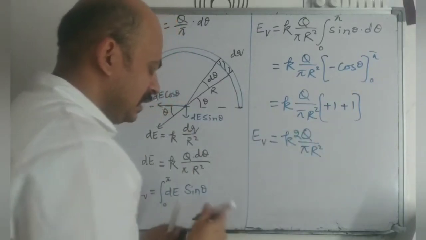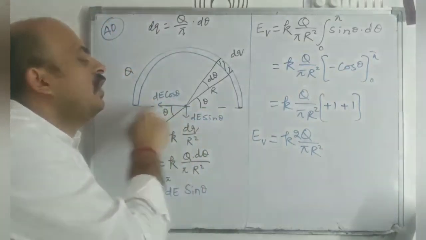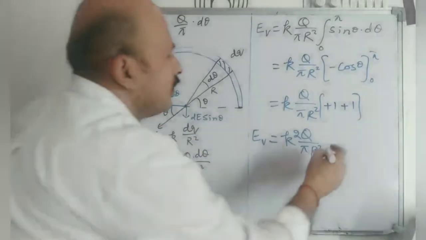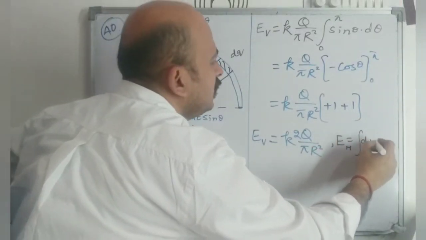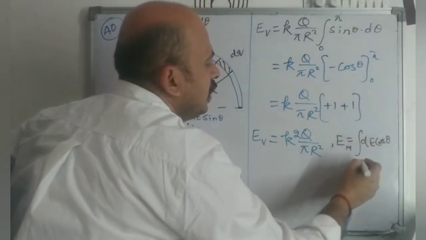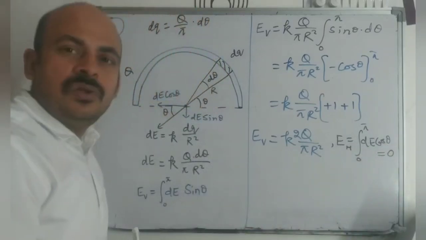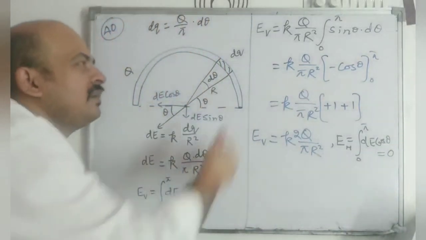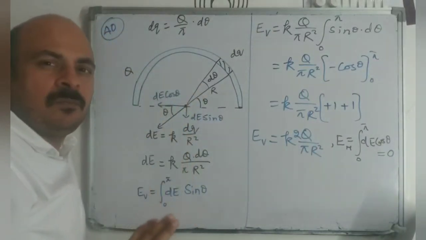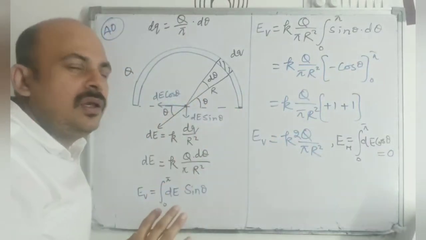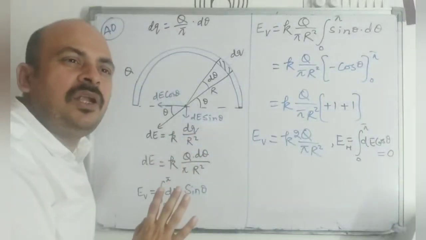That is E vertical. If you calculate the resultant electric field along the horizontal, that is E horizontal, that will be integration of dE cos theta from 0 to pi, and that will be equal to 0. If you solve in the same way, you will get E horizontal component 0 in that case only. If you take some other range, then the horizontal and vertical components may vary.